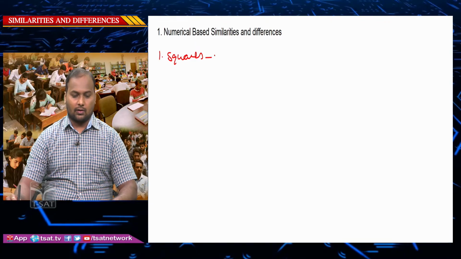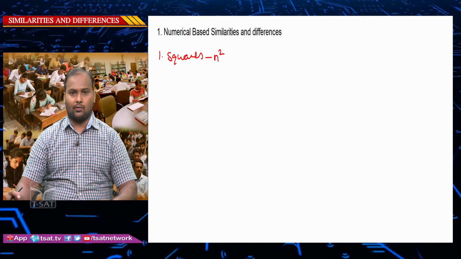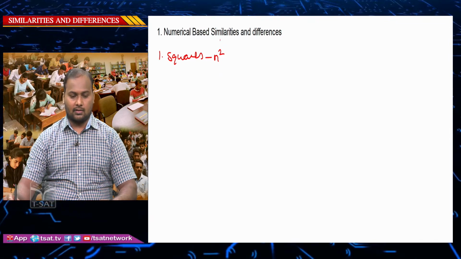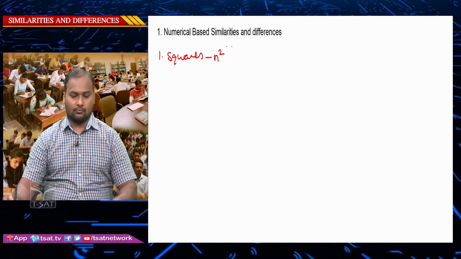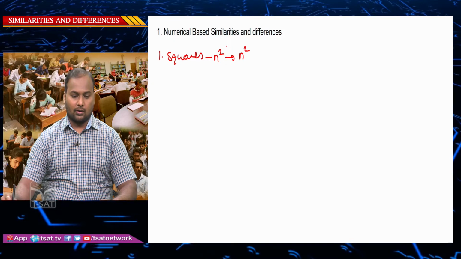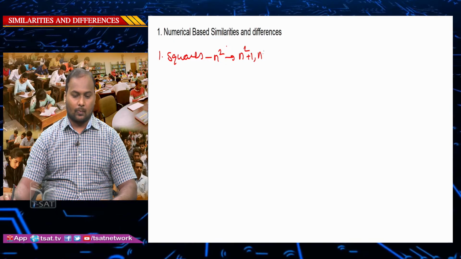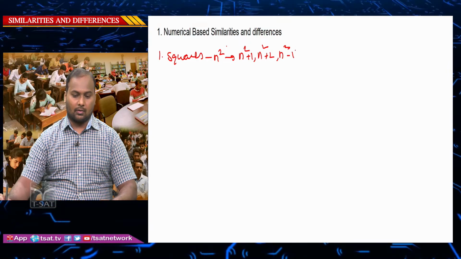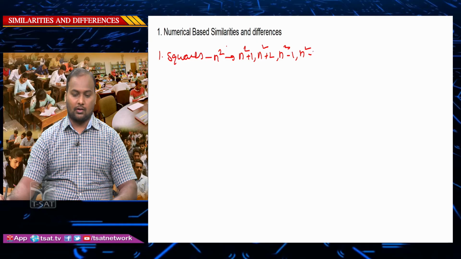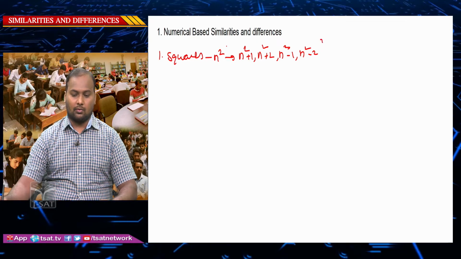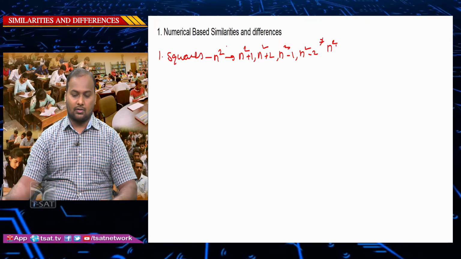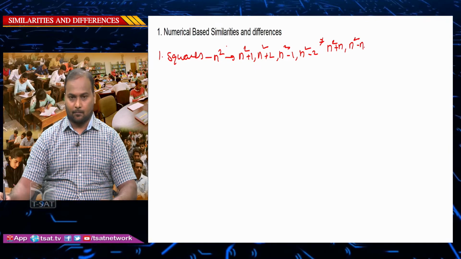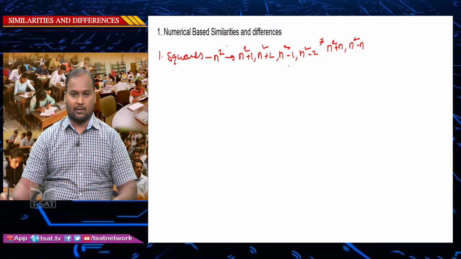See, not only the squares, the student should know the values near the squares as well. The values near the squares, in the sense, a student should know n square plus 1, n square plus 2, or n square minus 1, or n square minus 2. The most important are n square plus n and n square minus n. So, how can the questions be expected?